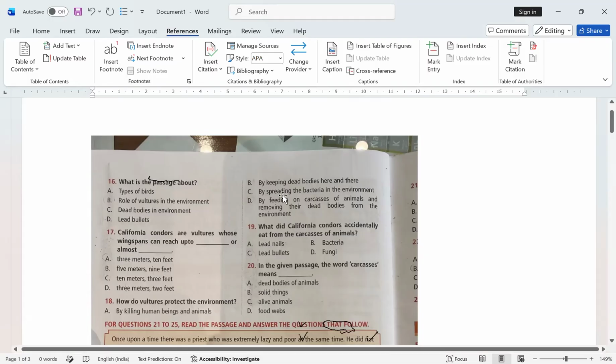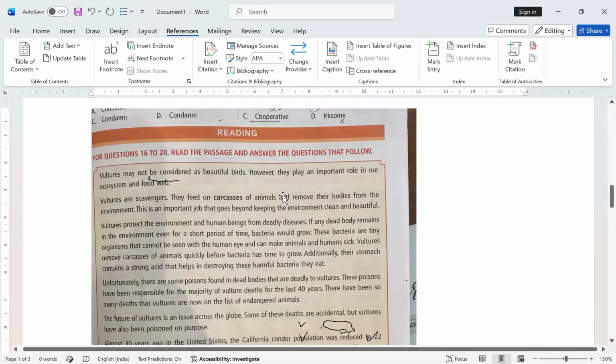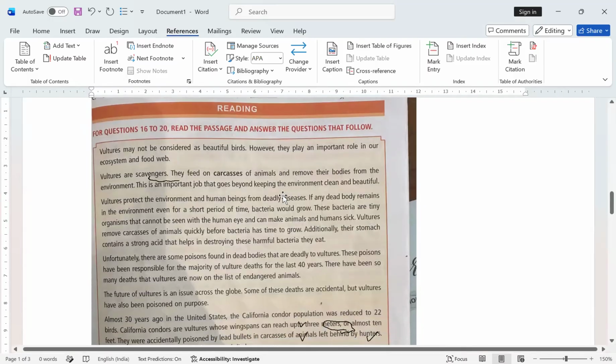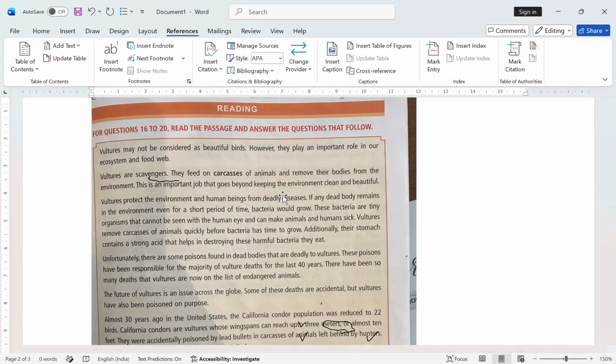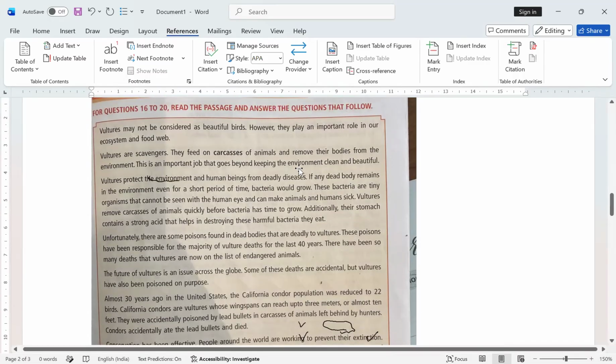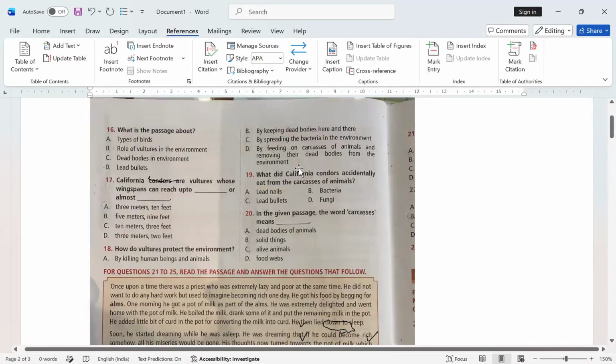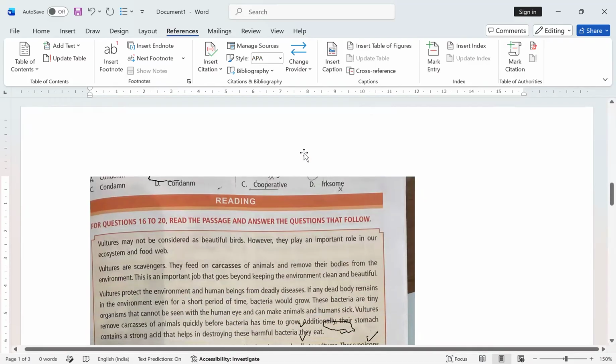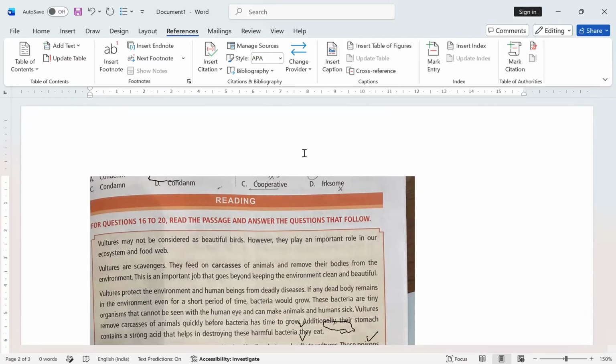Next. Now the passage. Vultures may not be considered as beautiful birds. I am reading. Is that okay? Yeah. But we have to be careful. What was the answer? The first question was, what is the passage about? Types of birds, role of vultures in the environment, dead bodies in the environment, and lead bullets. The answer is role of vultures. Vultures may not be considered as beautiful birds. However, they play an important role in our ecosystem and food web.